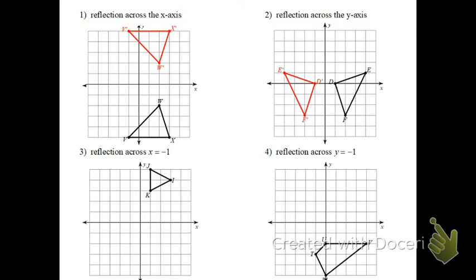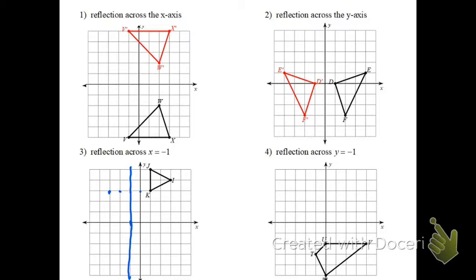Number 3, x equals -1. Where is that? First of all, go to the x-axis and find -1, which would be right here. That is the line that we have to flip over. So for each point on this triangle, we need to find a matching point an equal distance on the other side of that blue line. If K is 2 units away from the blue line, then my new K will be 2 units away over here. Okay?